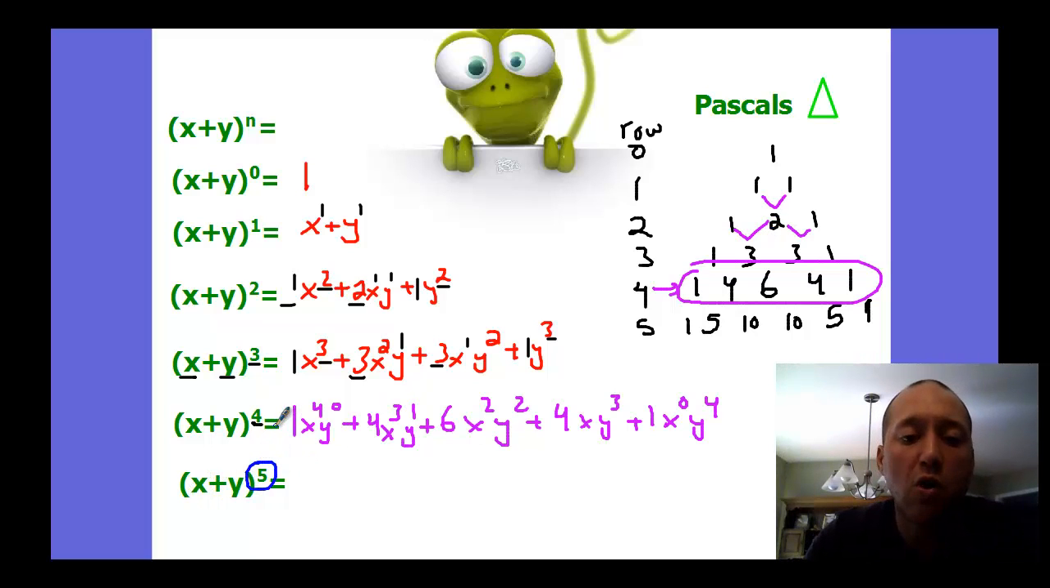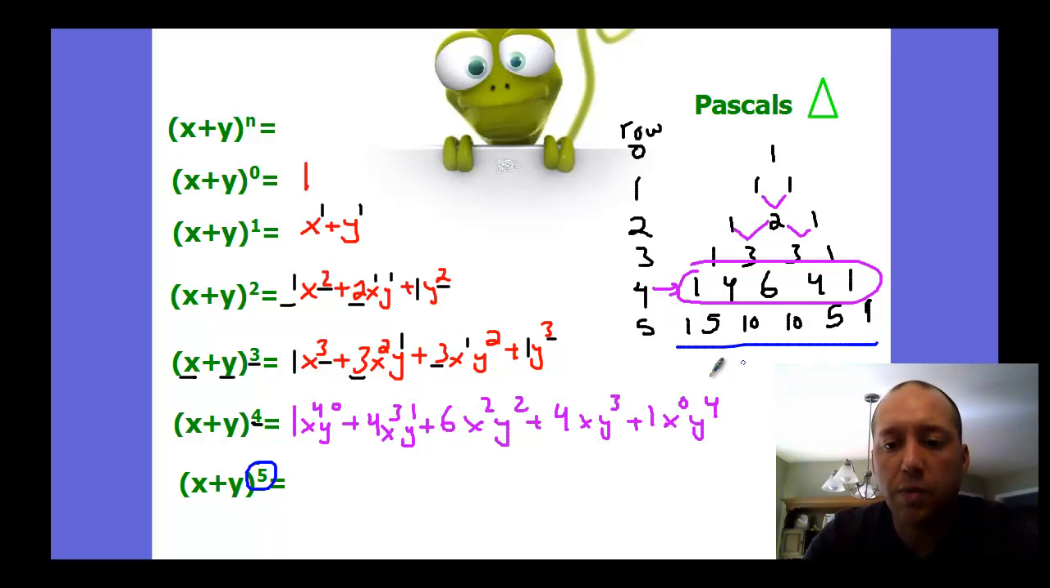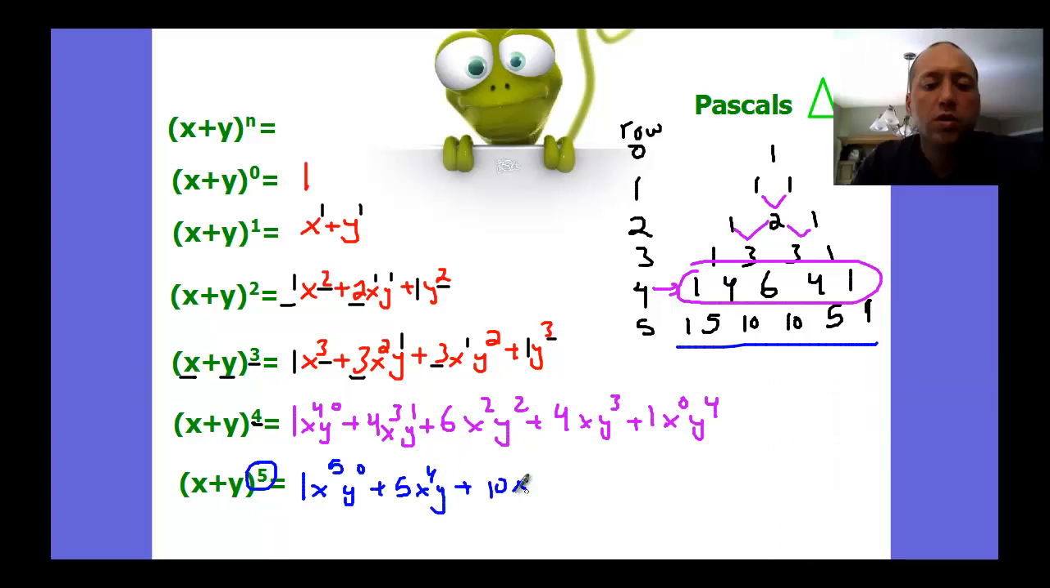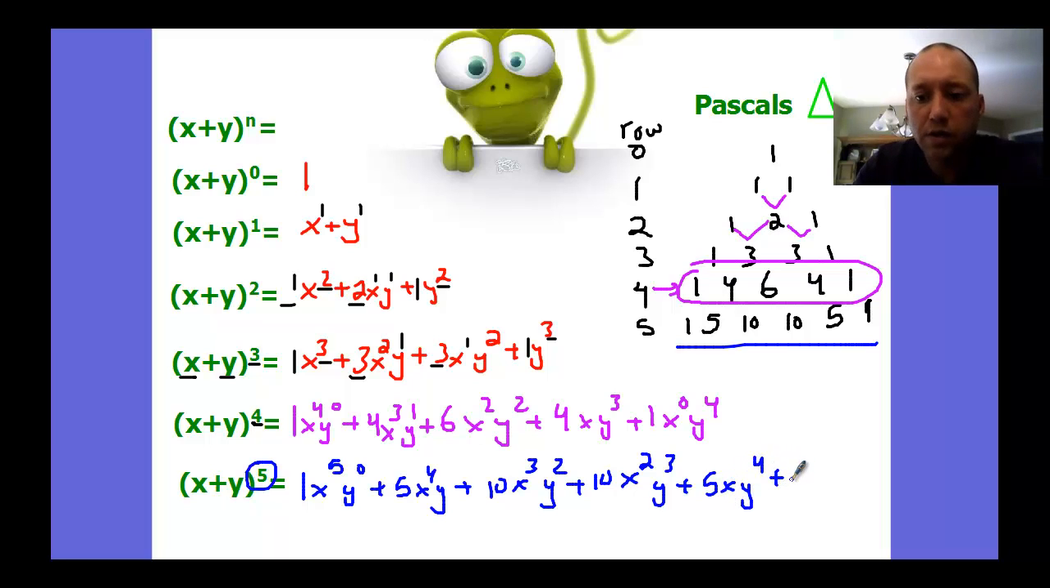And so you can try this one on your own if you want to pause this, and then you can check to see if you're on track here. Here's our Pascal's triangle. So you get 1 x to the 5th, y to the 0, plus 5 x to the 4th, y. So plus 10x to the 3rd, y to the 2nd, plus another 10x to the 2nd, y to the 3rd, plus 5x, y to the 4th, plus 1 x to the 0, y to the 5th.